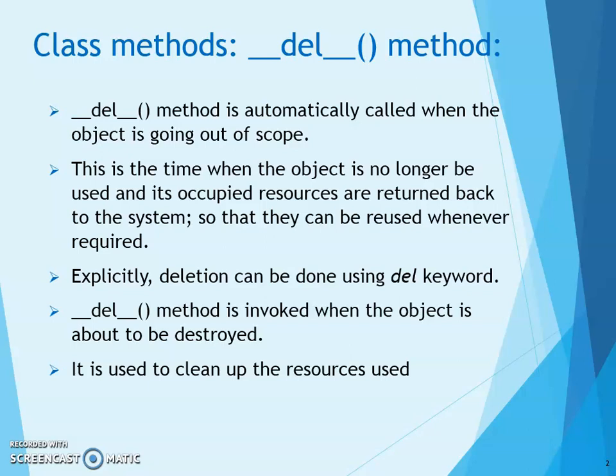Explicitly, if you want to call this method, then deletion can be done by using the del keyword. The __del__ method is invoked when the object is about to be destroyed. It is used to clean up the resources used so that the memory that is used can be reused again.